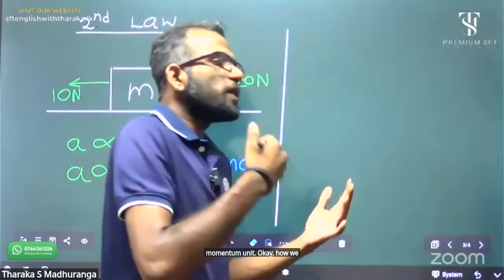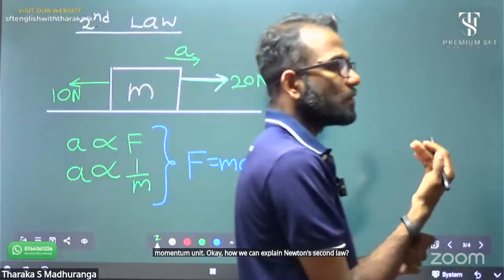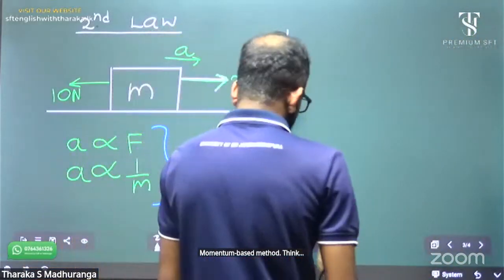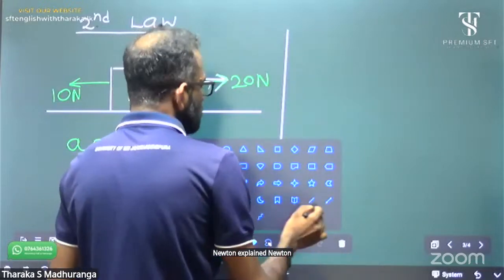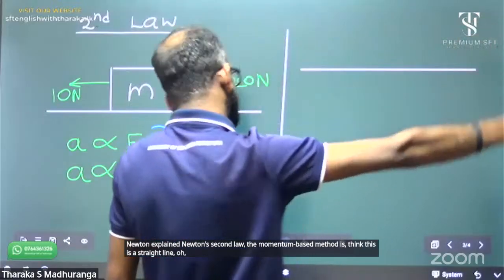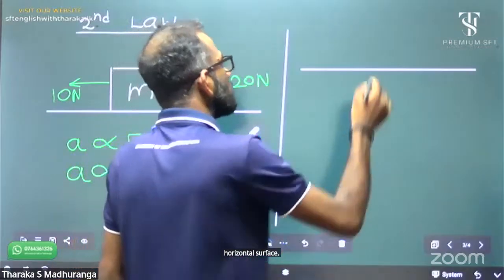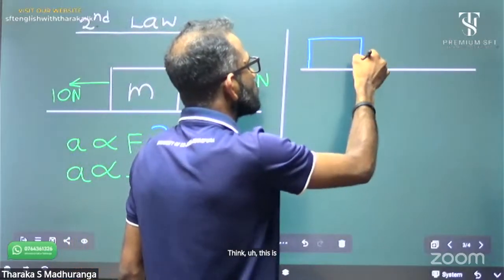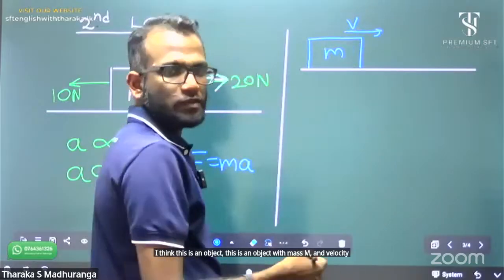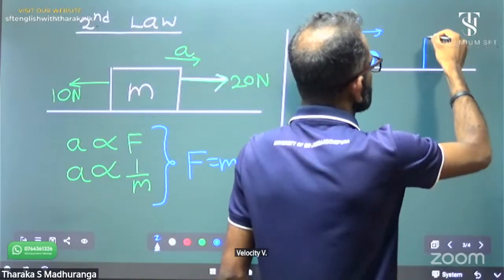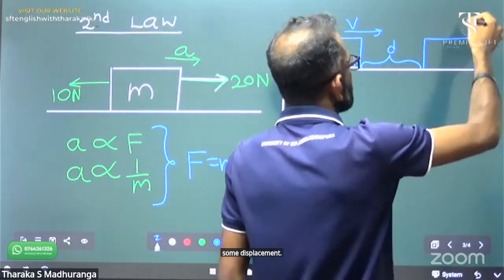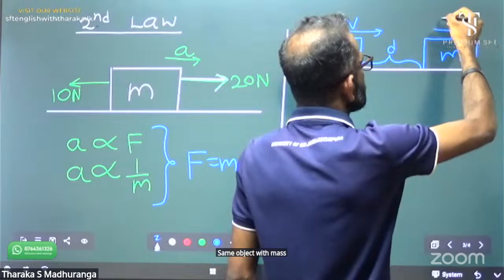Okay, how can we explain Newton's second law by the momentum based method? Think this is a straight line, a horizontal surface. Think this is an object with mass m and velocity v1. This is the same object after some displacement, with mass m and velocity v2.